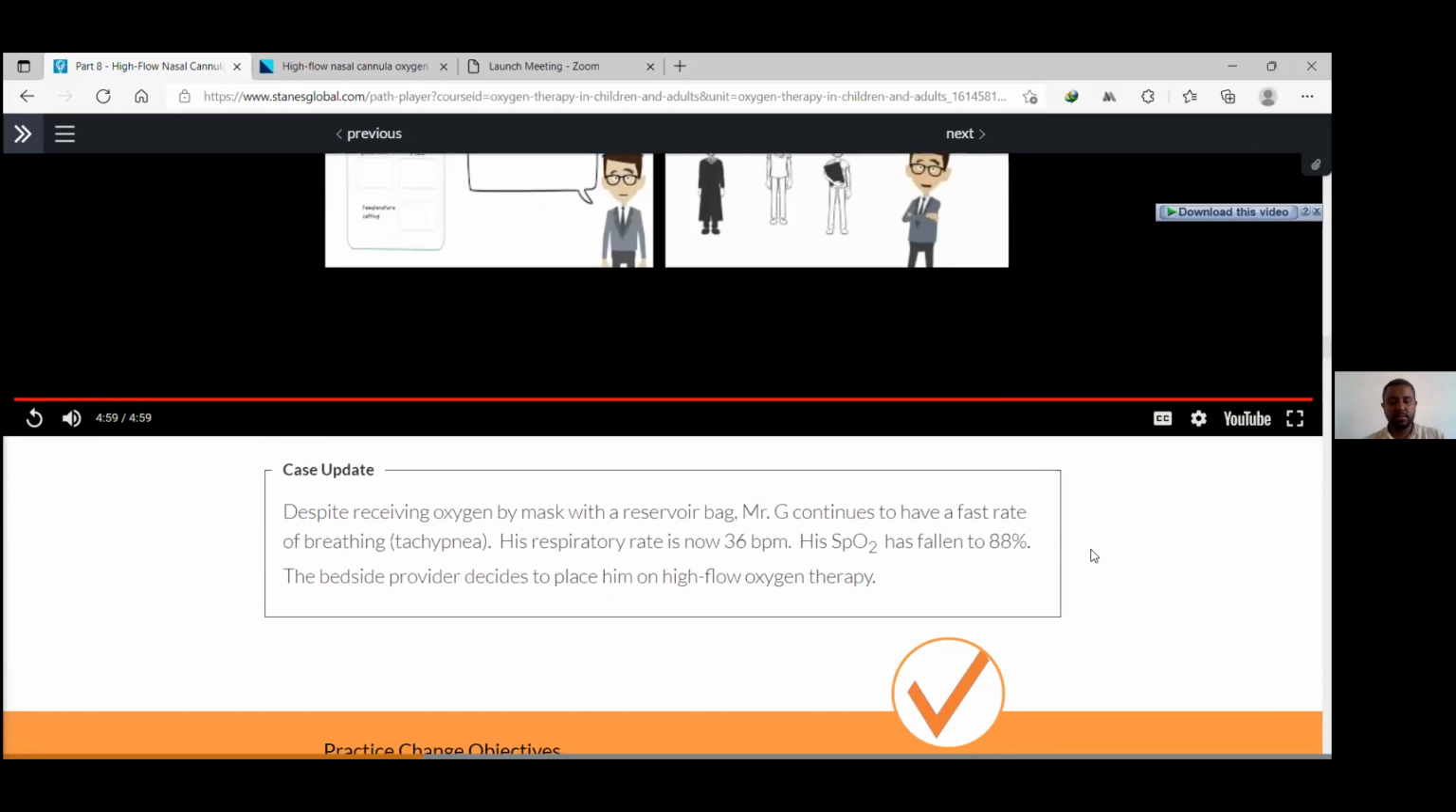So we have a case update. Despite receiving oxygen by mask with the reservoir bag, Mr. G continues to have a fast rate of breathing, tachypnea. His respiratory rate is now 36 breaths per minute, and saturation has fallen to 88%. The bedside provider decided to place him on high flow oxygen therapy.